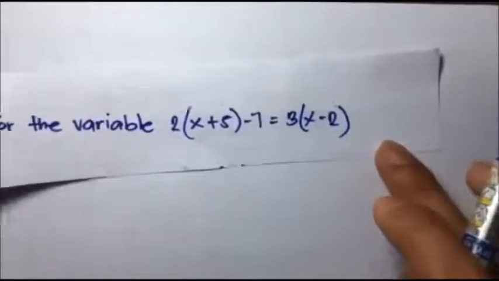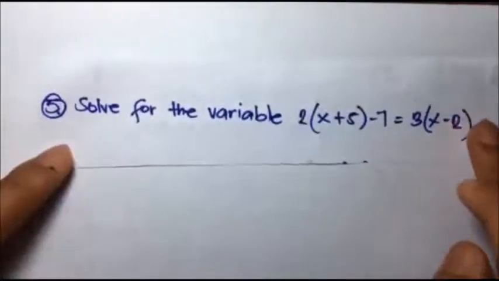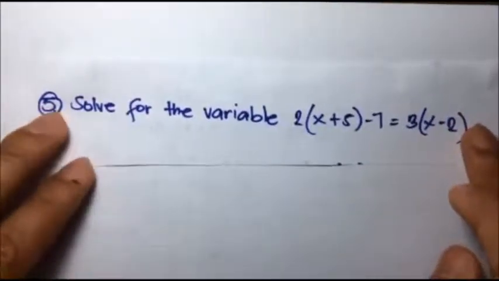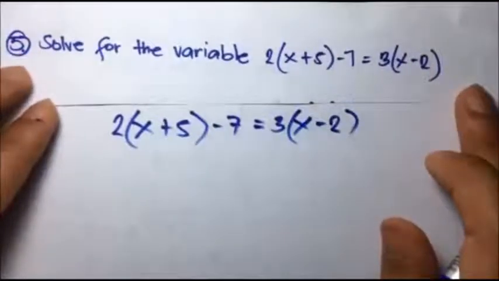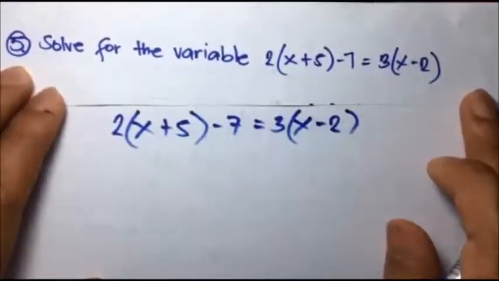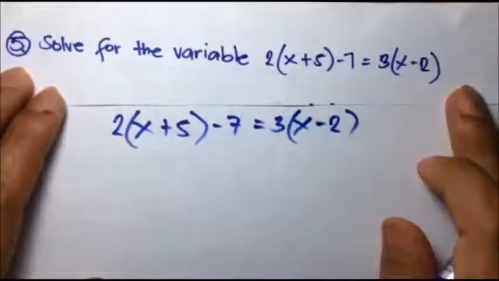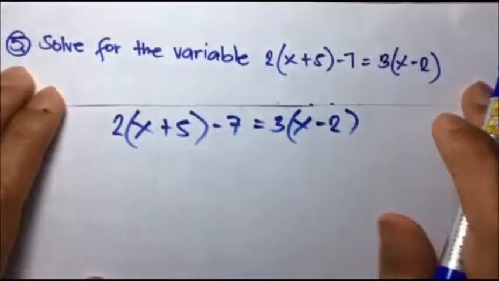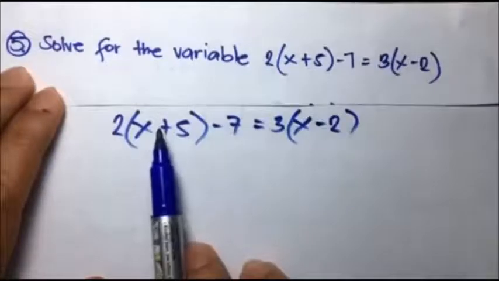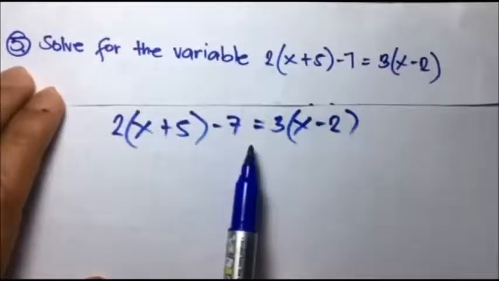Okay, here we go, number 5. Solve for the variable. We have the equation 2(x + 5) - 7 = 3(x - 2). In order to remove these parentheses, we're going to use the distributive property.